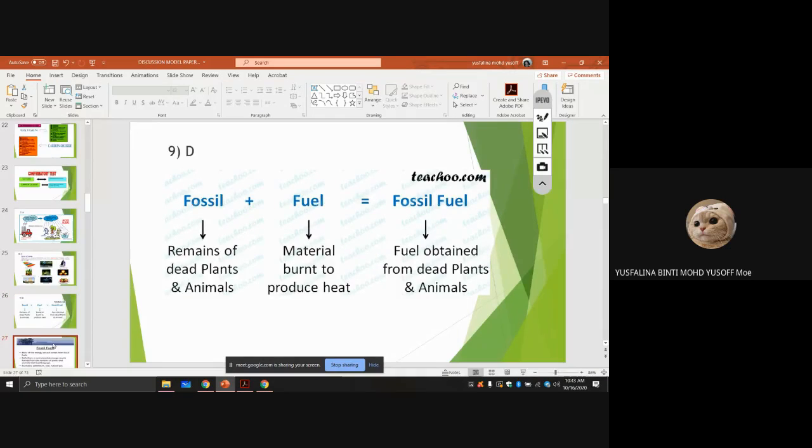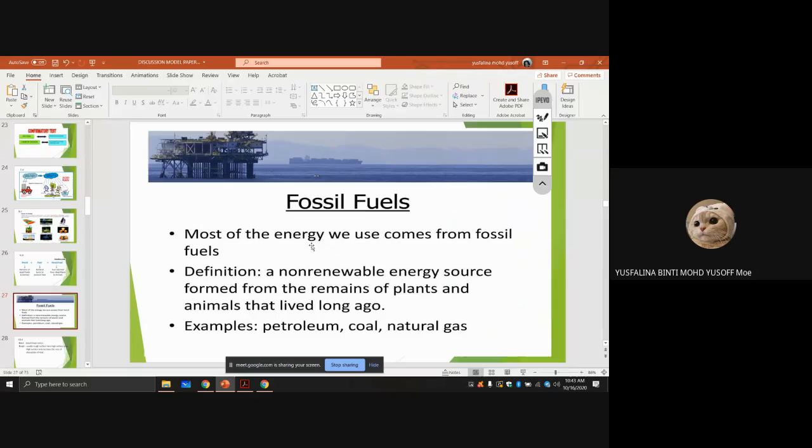Most of the energy we use comes from fossil fuel. So by definition, fossil fuel is a non-renewable energy, which means one day it will finish. It is formed from the remains of plants and animals that lived a long time ago. To produce fossil fuels, it takes a million years. So examples of fossil fuel are petroleum, coal, and natural gas.